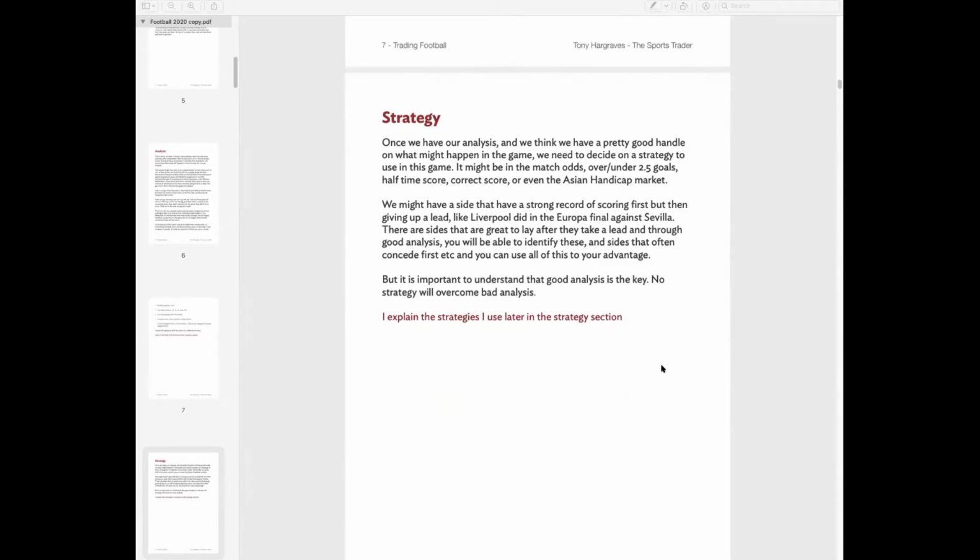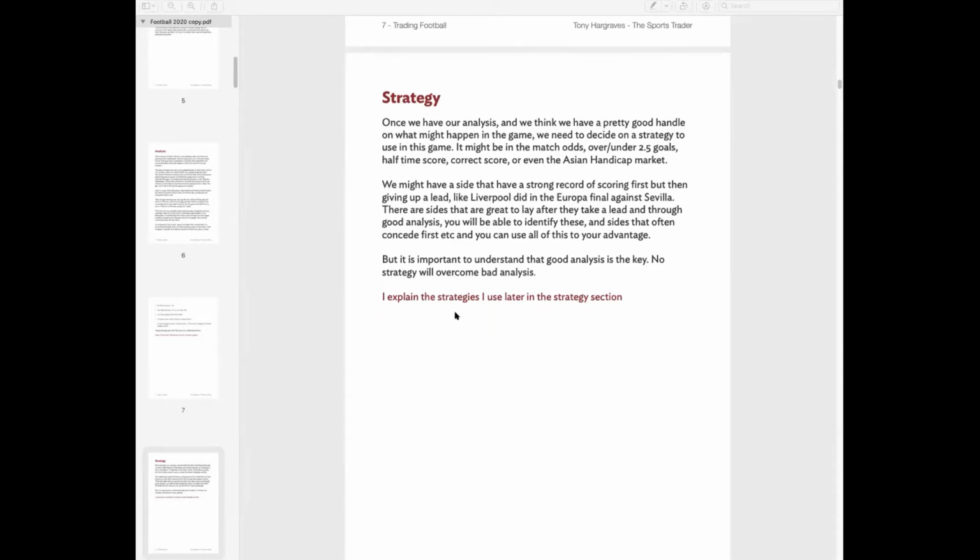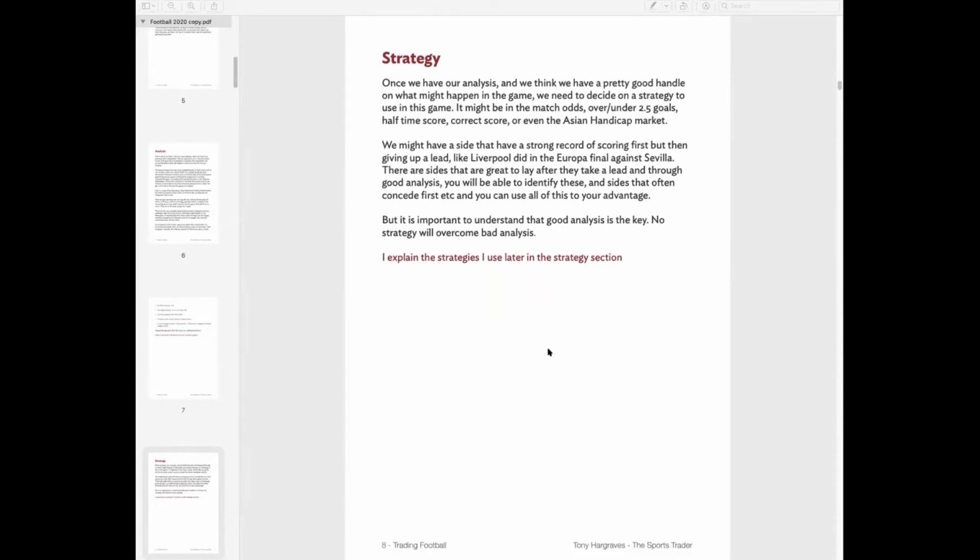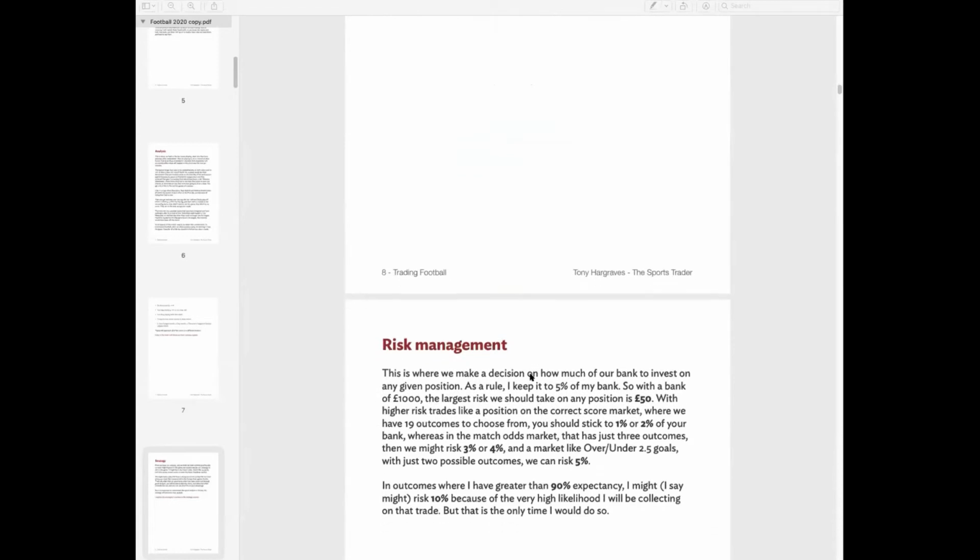It's important right now to understand analysis is the key because no strategy will overcome bad analysis. All right, and I'll explain the strategies I use later when we get down to the strategy section.